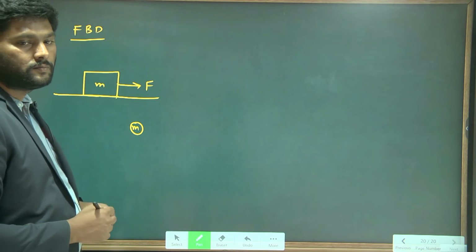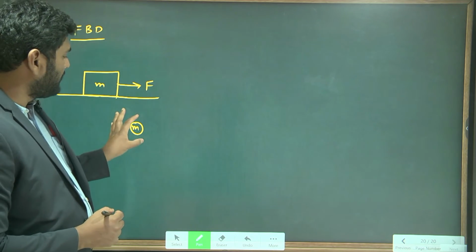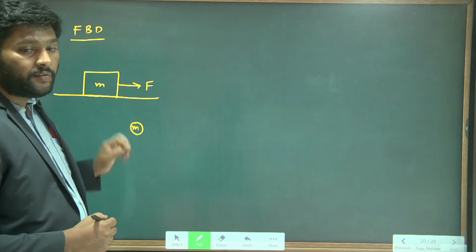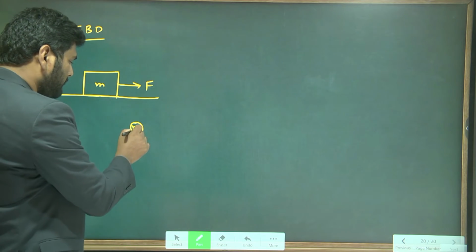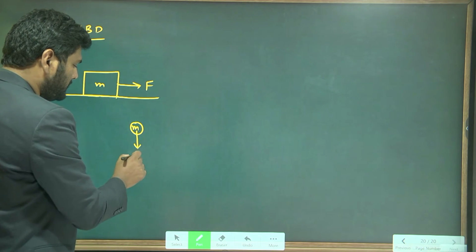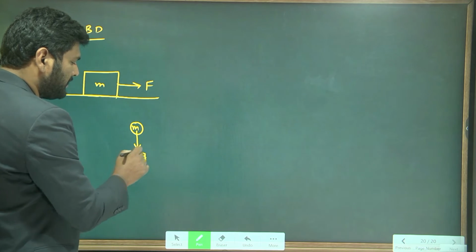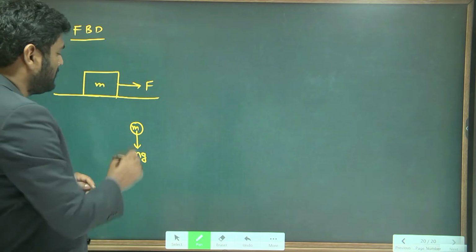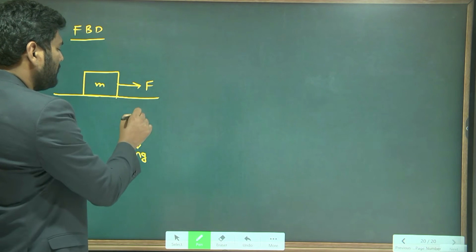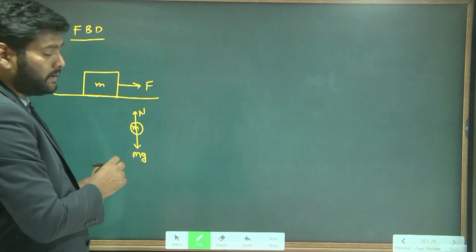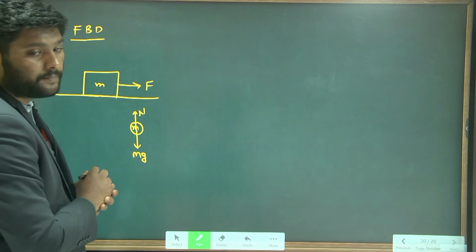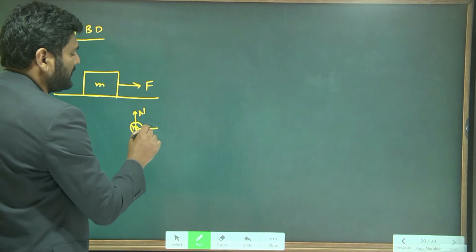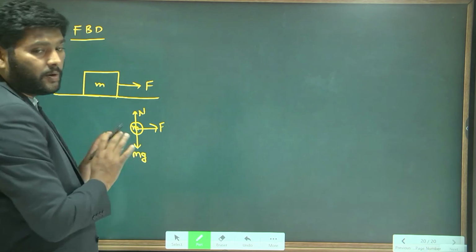Next step: show all forces acting on the object, along Y and X. Here, how many forces are acting along the y direction? One is the gravitational force, that is mg, and one is the normal force. Along the x direction, how many forces are acting? One, sir. This is the direction. So this is the free body diagram.